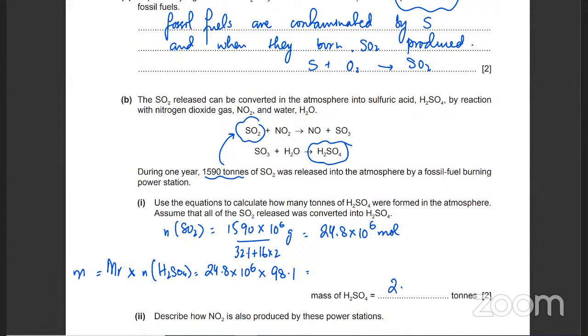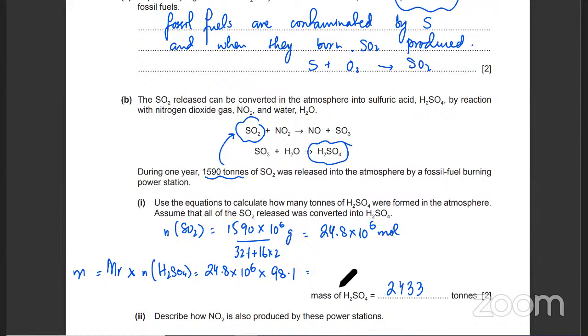You have to convert that into tons. So you're going to divide by 1 million. Which is how many tons? 2,432.8. Okay, so it's going to be 2,433 tons.